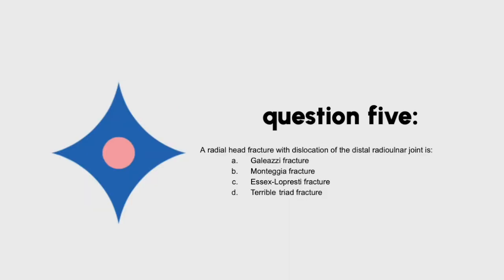Question 5. A radial head fracture with dislocation of the distal radio-ulnar joint is A. Galeazzi fracture. B. Monteggia fracture. C. Essex-Lopresti fracture. D. Terrible triad fracture.